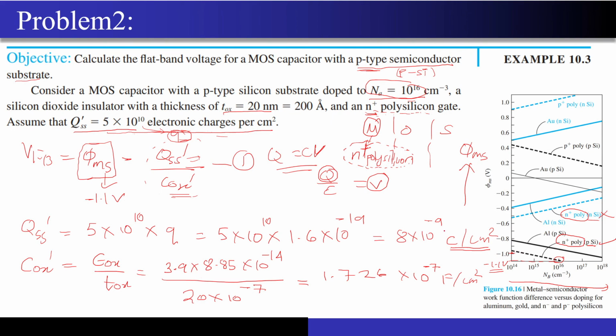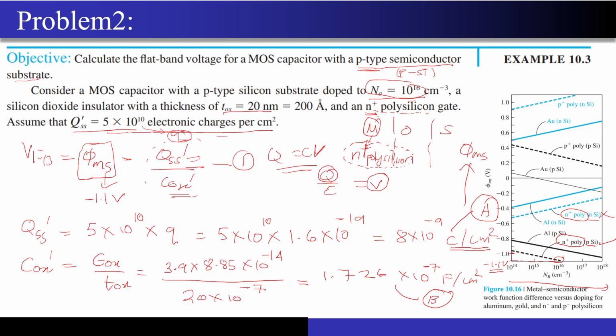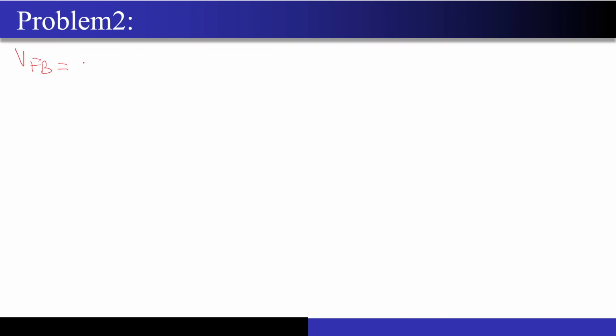This was the equation number 1. Let me highlight this as equation number A. Let me highlight this as equation number B. Now what is our job? We have to substitute A and B in equation number 1, and our question is completely solved, right? So let's do the same job. VFB was what? Phi ms, which I already calculated, is minus 1.1 volt. We got it from the diagram, right?